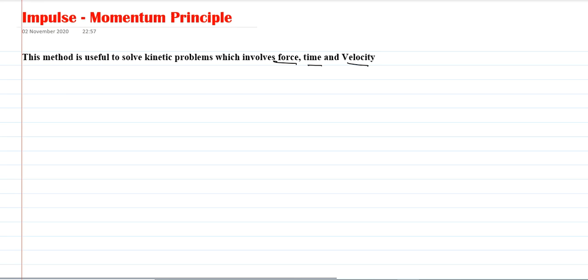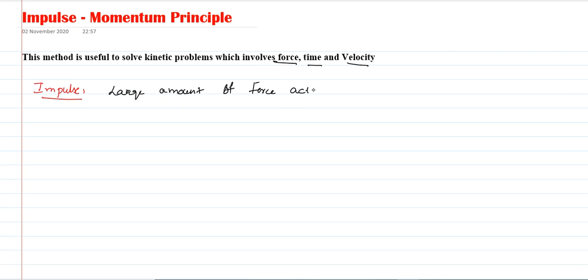Before deriving the impulse momentum principle, first of all you must know what impulse is. Impulse is nothing but impact. So what is impact? That is a large amount of force acted on a body within a short duration. That short duration effect is nothing but impulse.